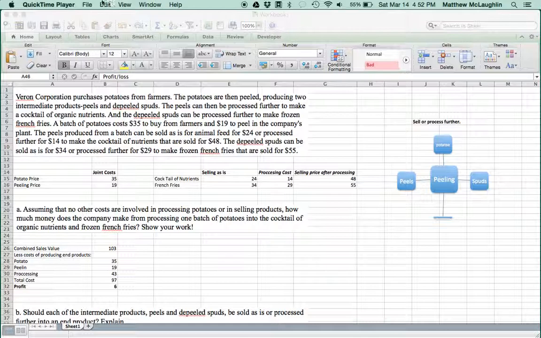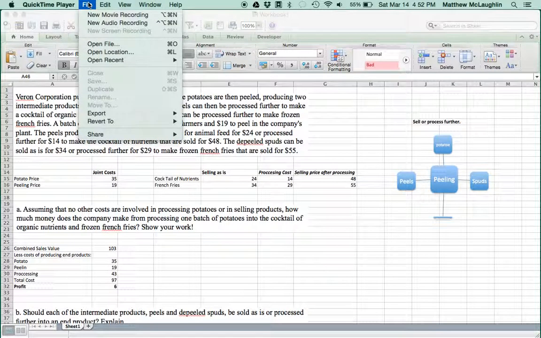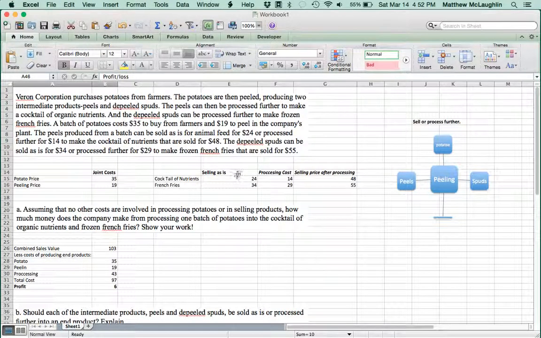I found this fancy new recording mechanism. It's an option on Macs. If you're ever interested, you just go here, new screen recording, and you can talk and do things like this. So it's a pretty exciting day for me. Anyway, let's get right to it.